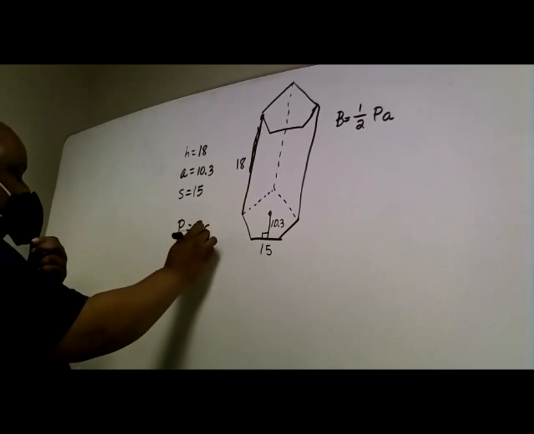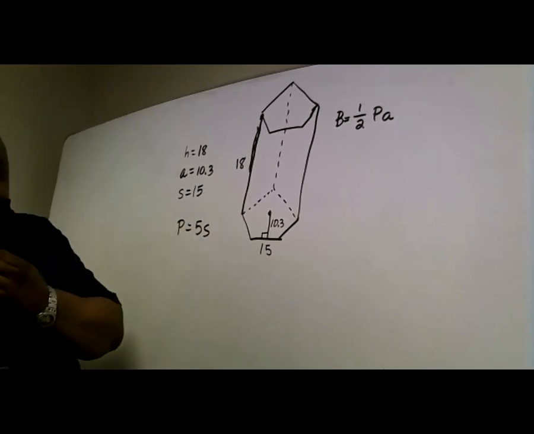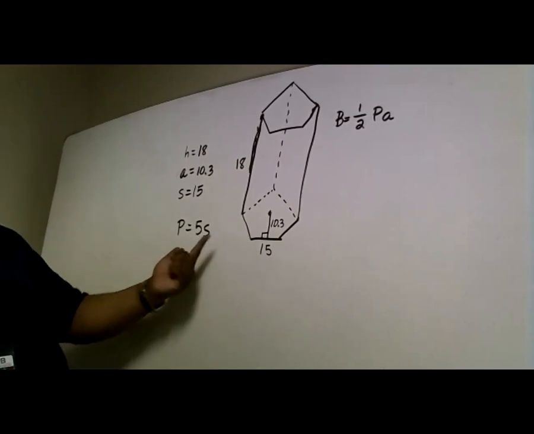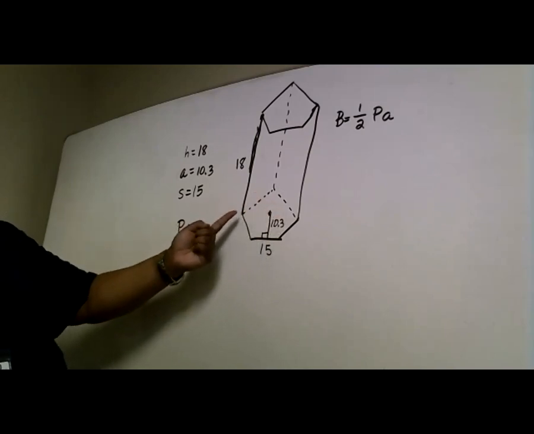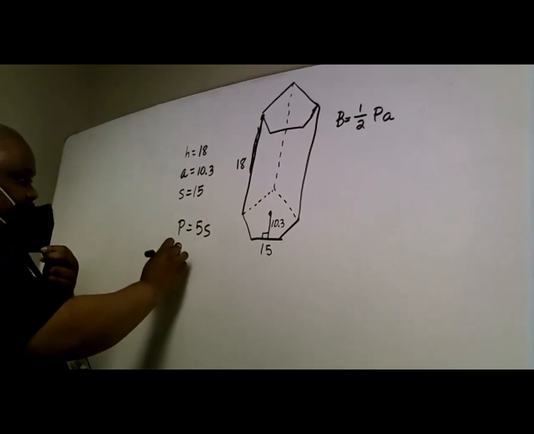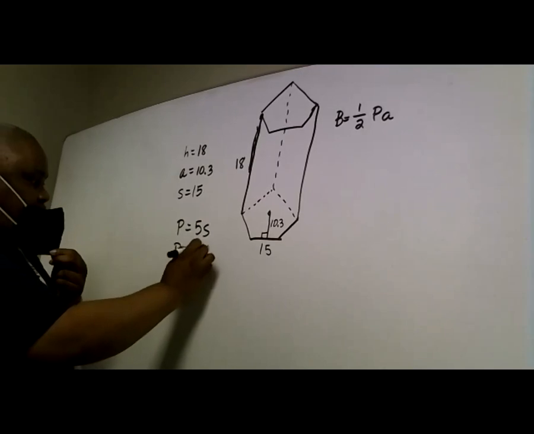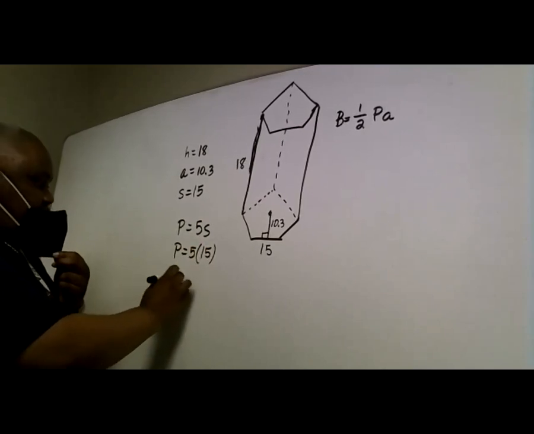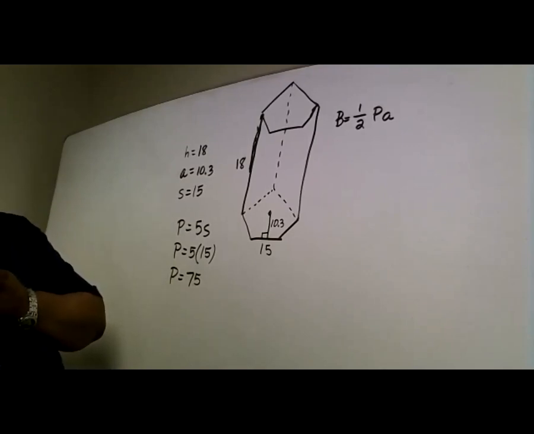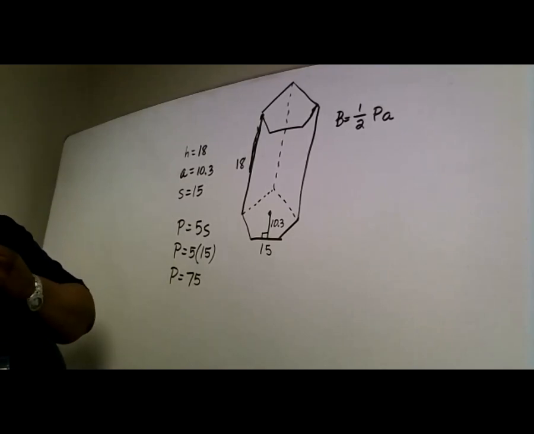That pentagon has 5 sides, so the perimeter would be 5 times S. The perimeter is 5 times S. That's the distance around this figure. That's 5 equal sides, so it'll be 5 times S. Now, the length of that side was 15. So if I do 5 times 15, I'm going to get 75. So the perimeter of the base of that prism is 75.